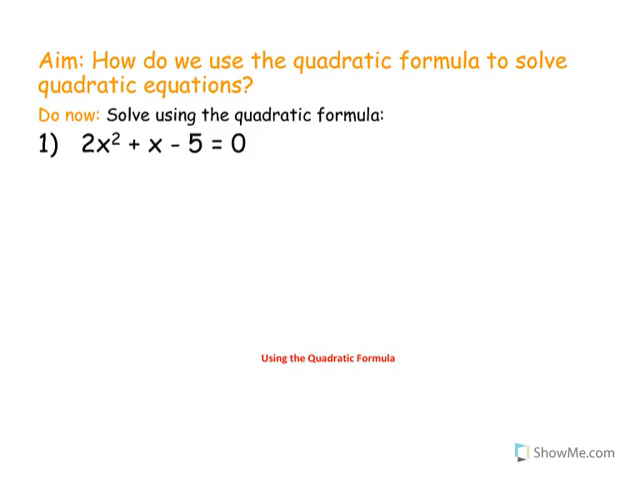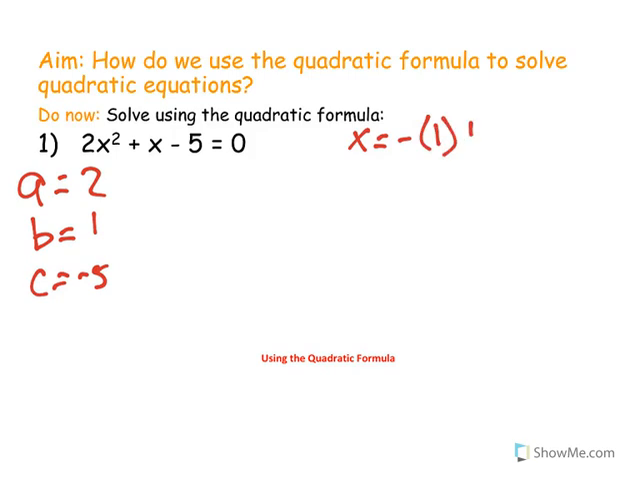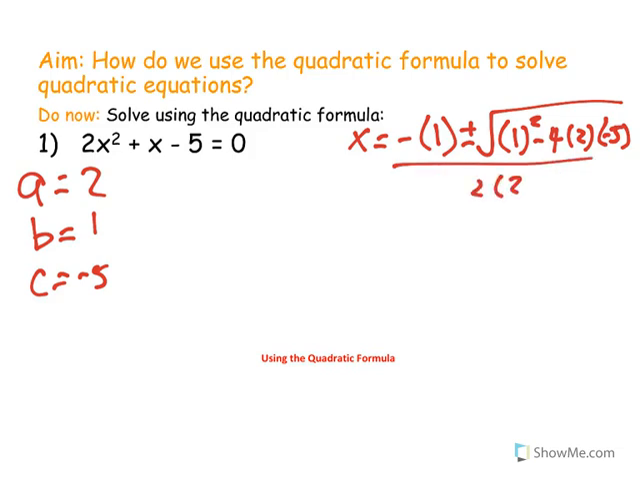Solve using the quadratic formula. So we're going to say A is 2, B is 1, and C is negative 5. So I've got x is equal to negative B, right? Plus or minus the square root of B, which is 1 squared, minus 4 times A, which is 2, times C, which is negative 5. And that's all going to be divided by 2 times A, which is 2. So I've got x equals negative 1 plus or minus the square root of 1 squared, which is 1.